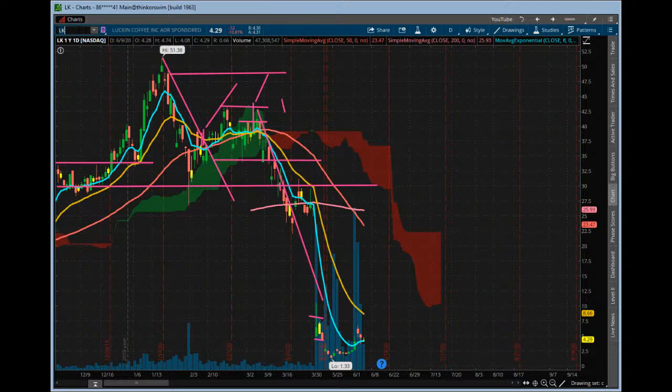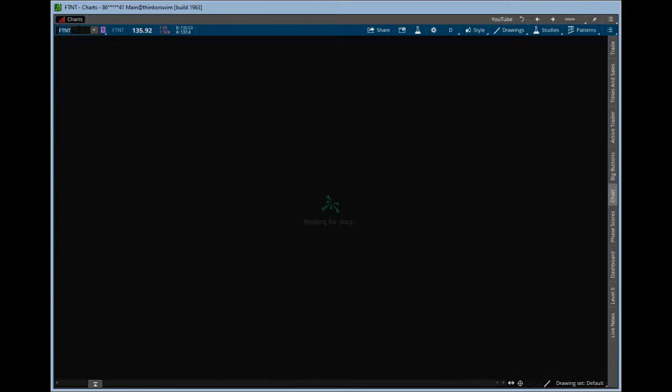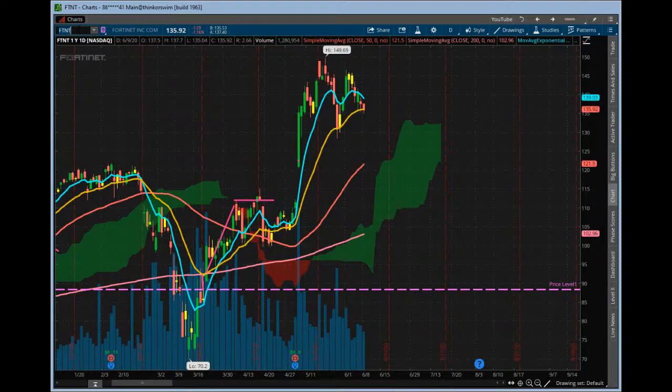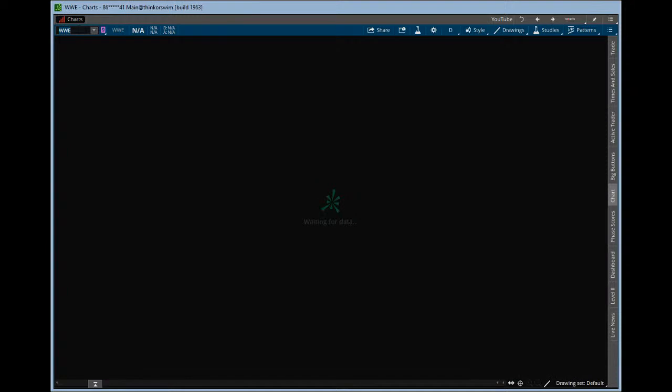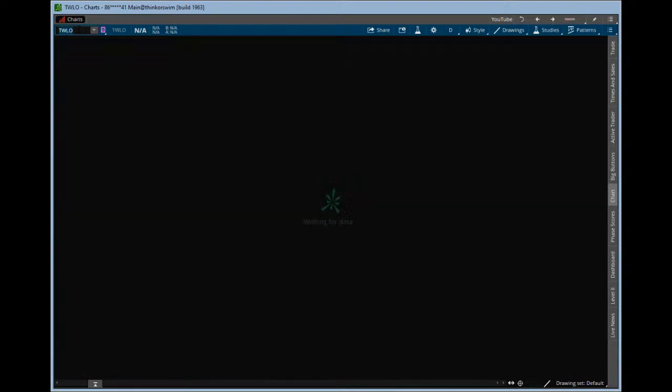GOO, what's going on? FTNT. Let's see. A little bit down right there, but it's still holding on to the 21 day. WWE. Sorry, a little bit slow data coming in here. Bit of a pullback there, the 21-day too, see if that holds. Twilio, hanging in there as well.